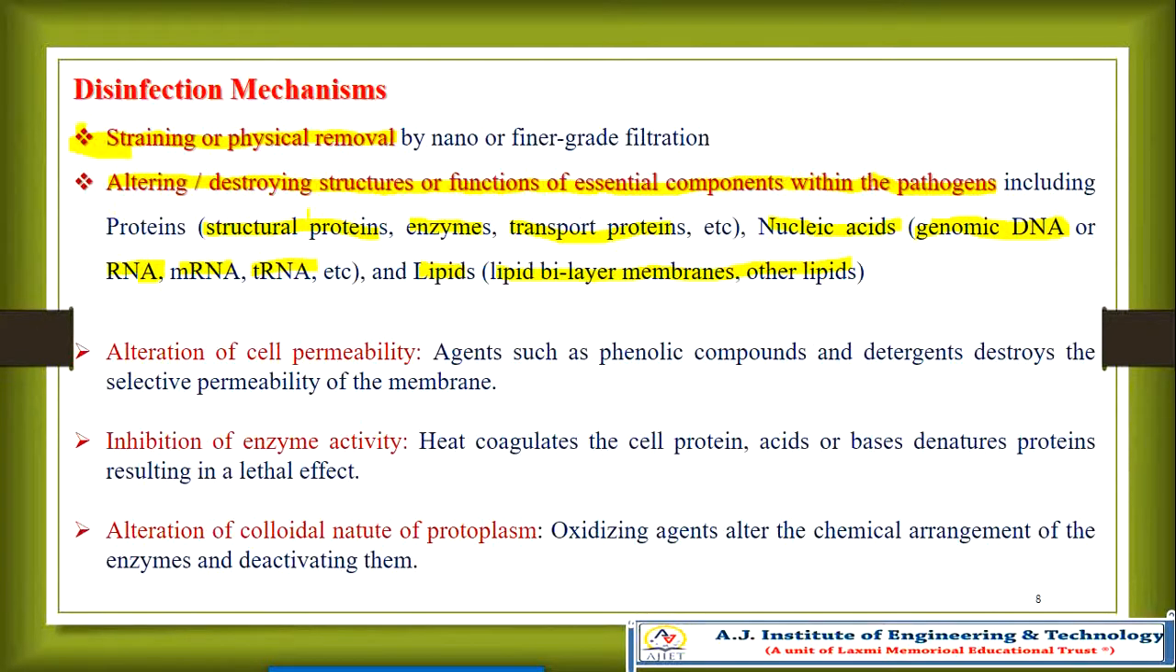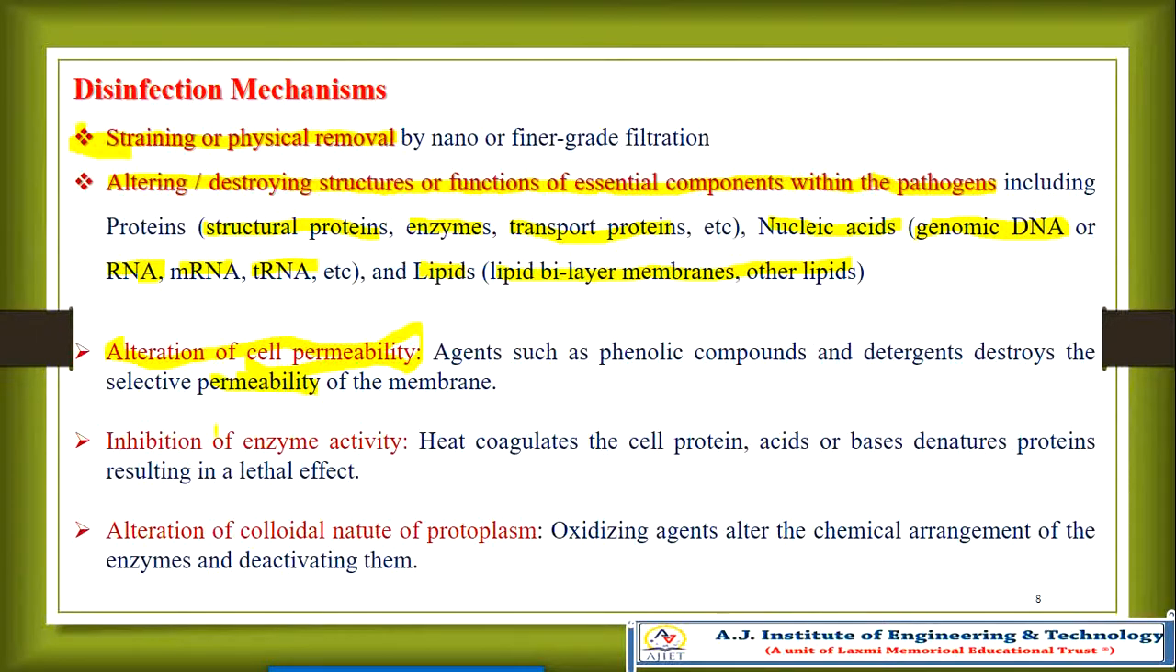The second mechanism is alteration of cell permeability. That is, agents such as phenolic compounds and detergents destroy the selective permeability of the membrane.